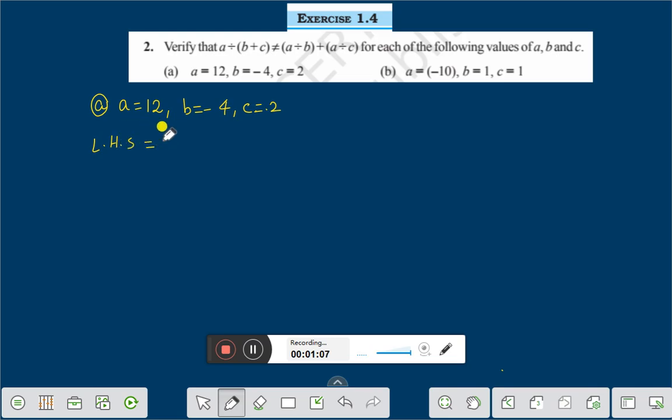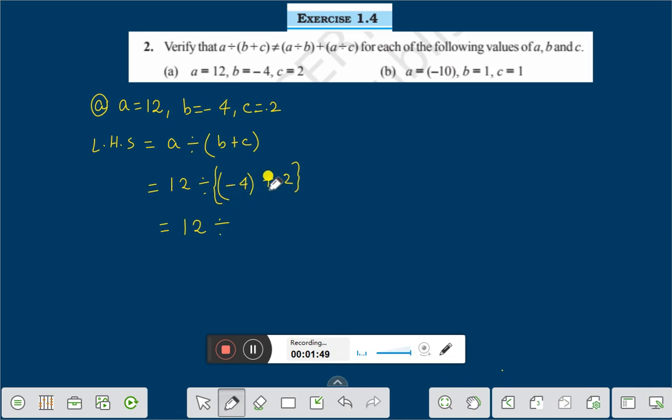is equal to a divided by in bracket b plus c. Now find what is the value of a. A is 12 divided by, what is b? The value of b is minus 4. In second bracket it is minus 4 plus c is 2. Now what you are getting, that is 12 divided by minus 4 plus 2.